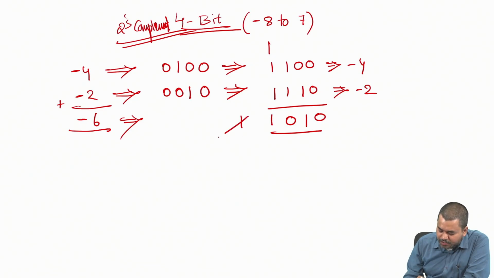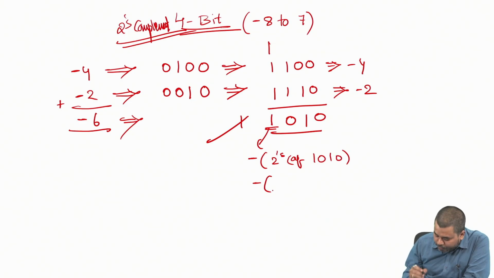What about the end carry? Just ignore the end carry. So this is the result. How to interpret this result? Since the sign is negative, you need to take the 2's complement to interpret the magnitude. What is the 2's complement of 1 0 1 0? It is 0 1 1 0, which is nothing but 6 in decimal. This is binary, this is decimal.